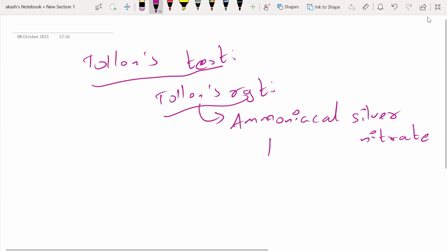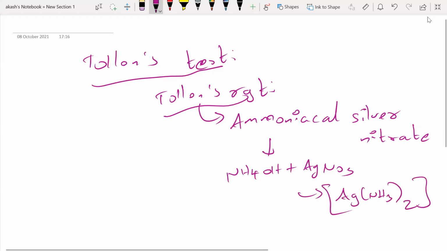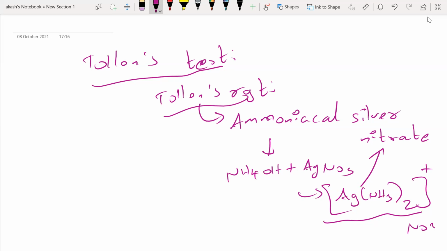Now how would I write the formula? It's a coordination compound. If you have NH4OH and you add AgNO3 to this, you will get this complex, which is my ammoniacal silver nitrate. Obviously, the counter ion would be NO3 minus. So this is my tolerance reagent, Ag(NH3)2 plus NO3 minus, ammoniacal silver nitrate.